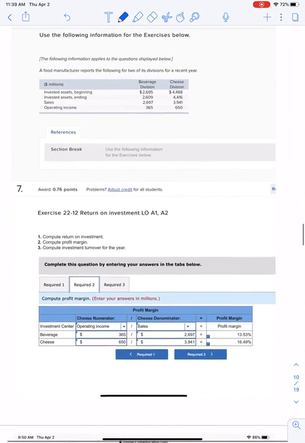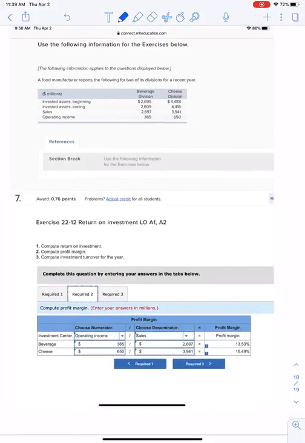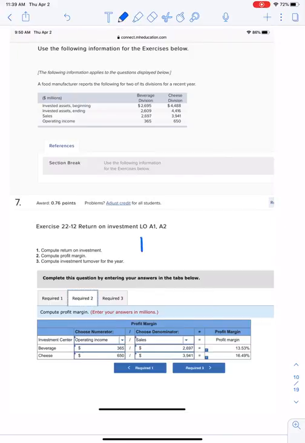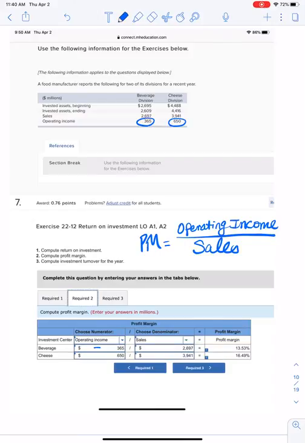For profit margin, I'm going to take my operating income divided by my sales. In this case, I'm no longer looking at my average invested assets, because the formula we care about for profit margin is operating income divided by sales. My operating income stays the same, my 365 and my 650 from the last question, but now my denominator changes. It is $26.97 for my beverage department and $39.41 for my cheese department.